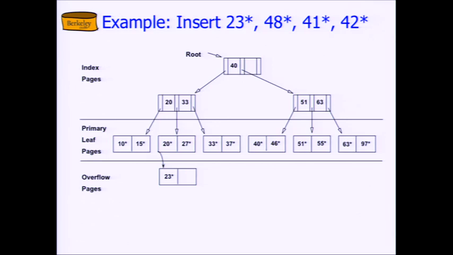It's to the left of 51, so we navigate down to that leaf node between 40 and 46. It should go on that page, but again, it doesn't fit. So that's got an overflow page. 41 should go between 40, 46, and 48. So we'll navigate to the leaf page where there's room for it on that overflow page. And then 42 is going to create another overflow page. You can see that this data structure starts to degrade upon insertion pretty badly.